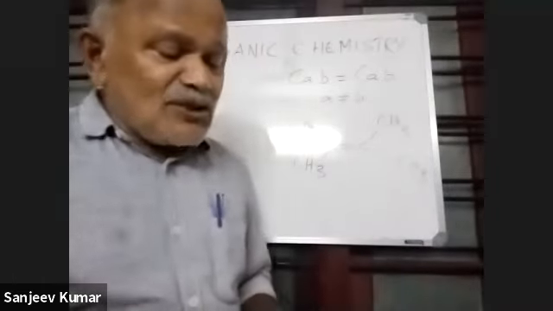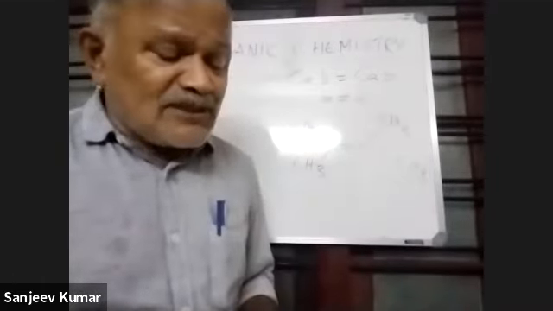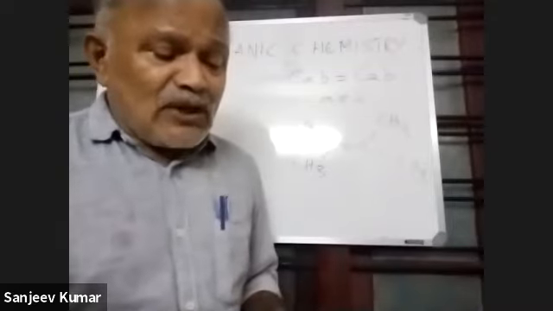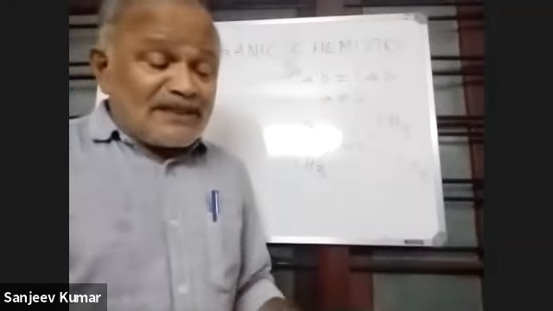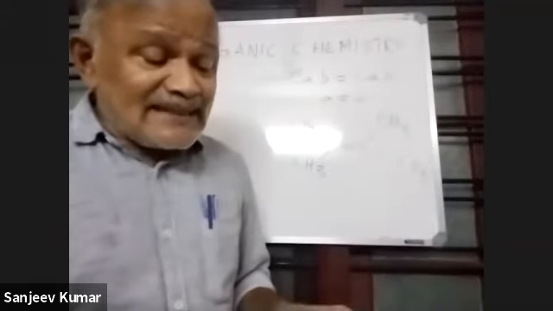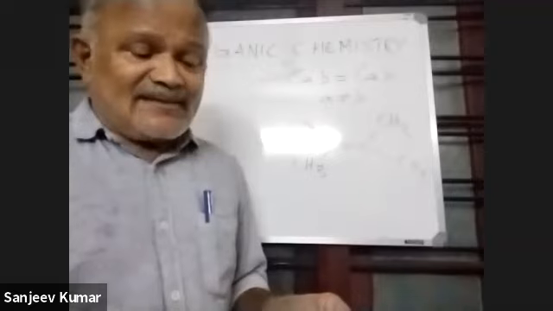Here it is asked: the reaction of HBr with propene in presence of peroxide is an example of free radical addition. In the absence of peroxide, it is electrophilic addition.